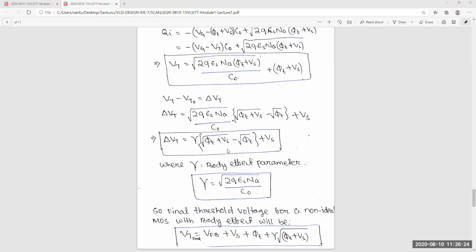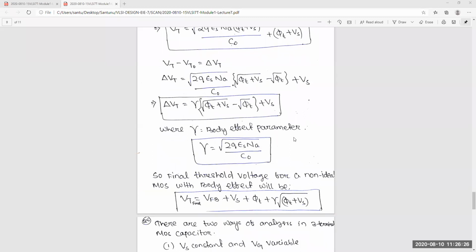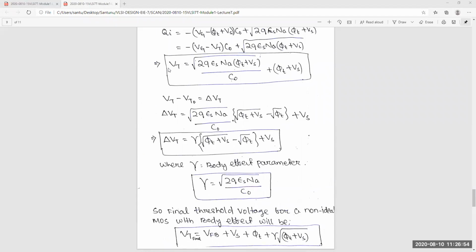So now this is the body effect parameter. Gamma is equal to root of 2q epsilon s Na by C0. Na and C0 you can calculate, since C0 is epsilon ox by t0. If the thickness of the oxide and the concentration of acceptor atoms are known, then you can easily calculate the body effect parameter. Once you can calculate the body effect parameter, then you can calculate delta Vt, or Vt when Vs is equal to some voltage.